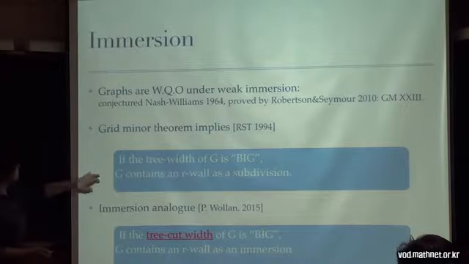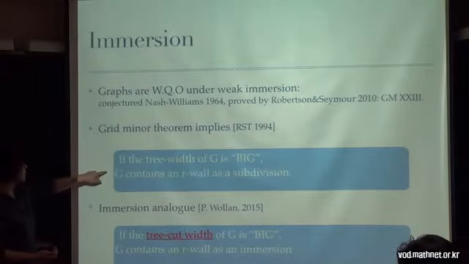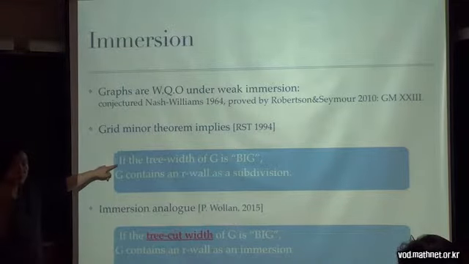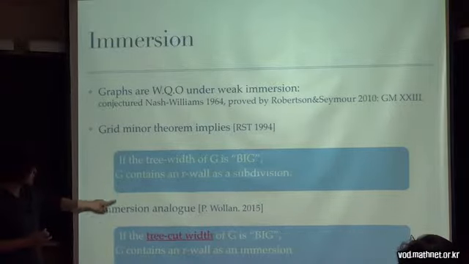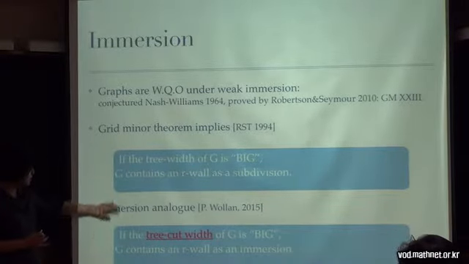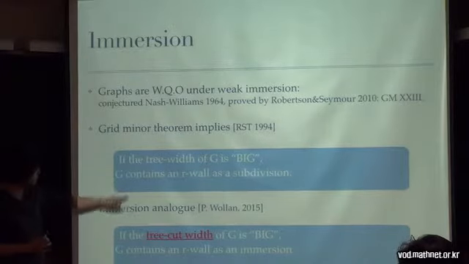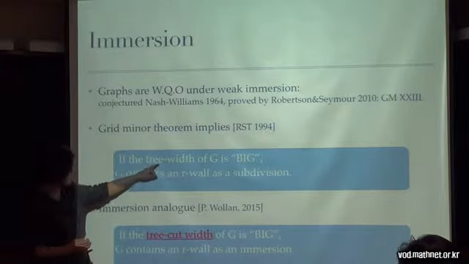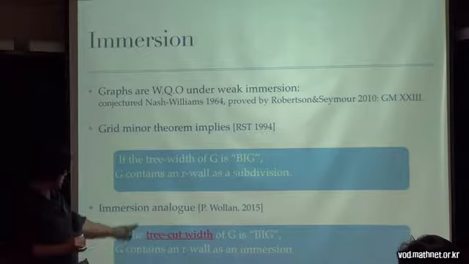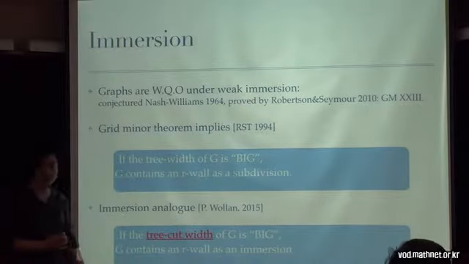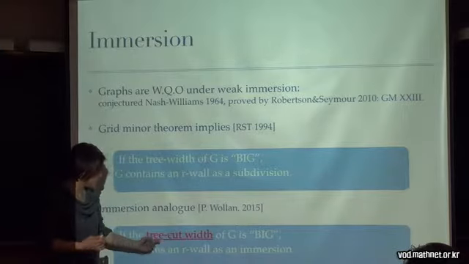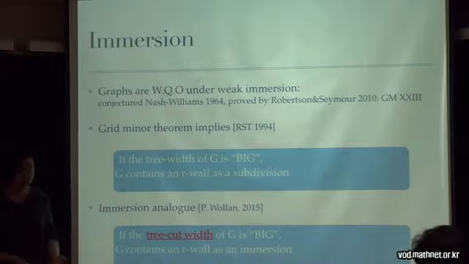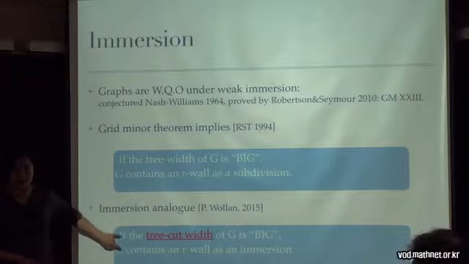So for example, the monumental theorem in graph minor theory is that if the tree width of G is big, then you can find a big wall as a subdivision. And you can make almost the same statement by replacing tree width by tree-cut width and subdivision by immersion. So this notion, tree-cut width, was designed so as to facilitate such a statement.